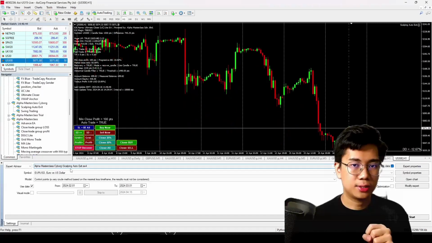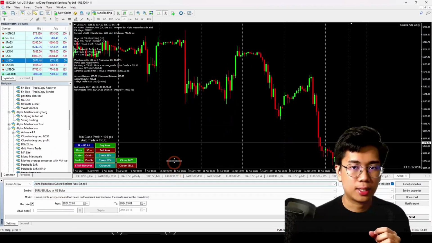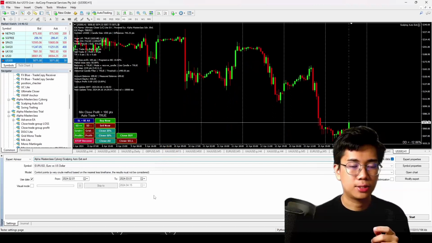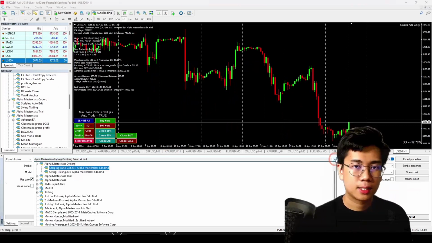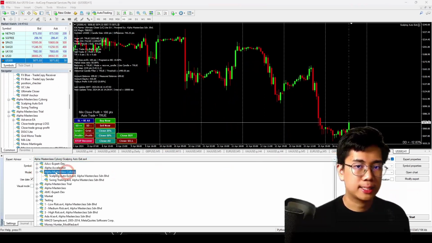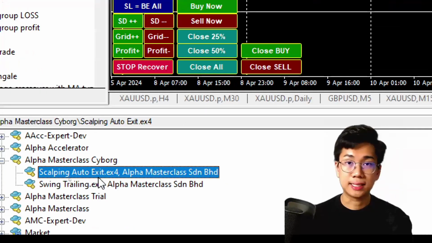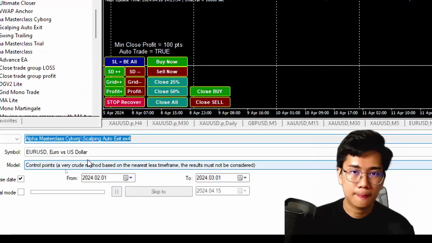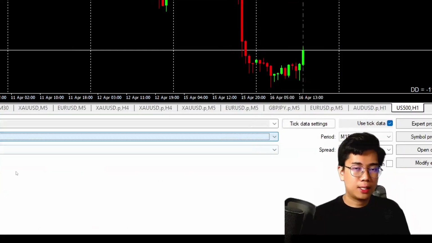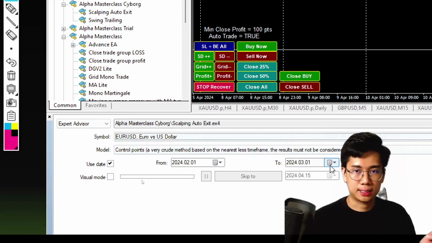And this strategy tester, you can see that it is a pop-up. So for the first time, you may need to drag this up a little bit. Okay, just drag it out a little bit so that you can see this time value. Next, same thing, you just open up the Alpha Masker sideboard. You will find this Scalping Auto Exit. And when you find this, this is the robot to be used. Market-wise, you can choose any market. Maybe for example, I choose the EUR/USD Forex market as an example.